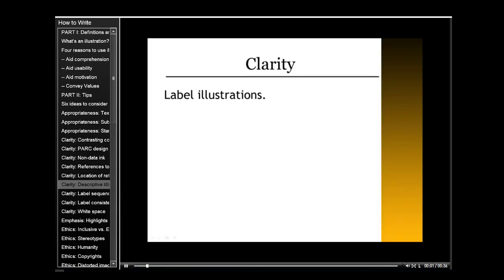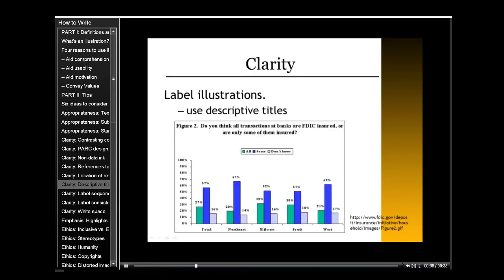You also want to label your illustrations. First off, you want to use a very descriptive title. For example, do you think all transactions at banks are FDIC insured, or are only some of them insured? It's a very descriptive title, isn't it? It tells you exactly what's going on. Versus if the caption said, figure 2, survey responses. Great, what survey, what's it about, etc. Be as descriptive as you possibly can anytime that you label an illustration.